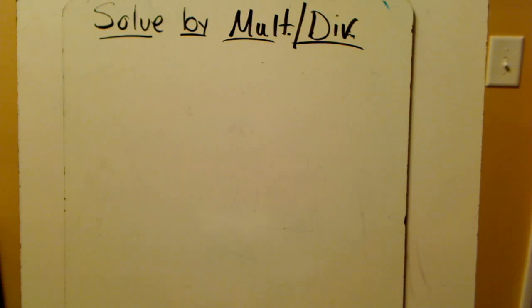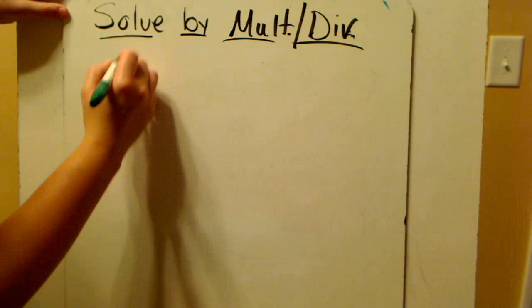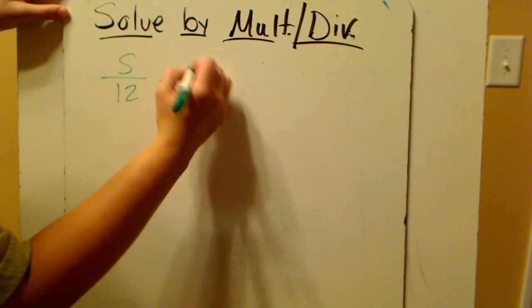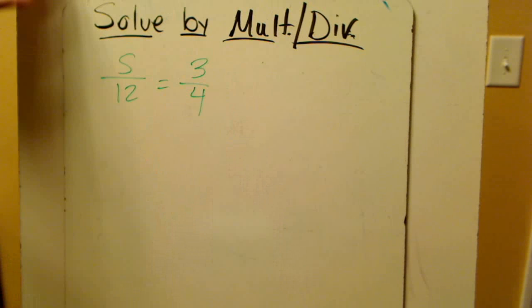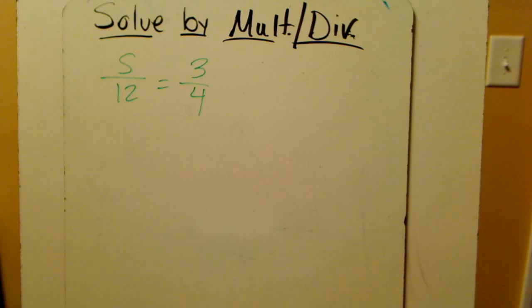This one, if you're looking at the set of notes, and if you printed those out, the very first example, is to solve s divided by 12 equals 3/4, then check our solution. There are two ways that you can do this. Obviously, I'm going to show you the easier way, especially since we're dealing with fractions. When you have two fractions that are equal to one another, the easiest way to solve these is to cross multiply.